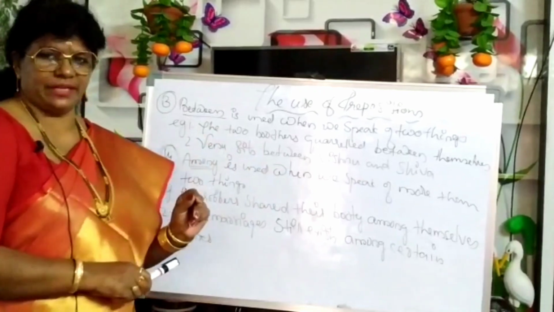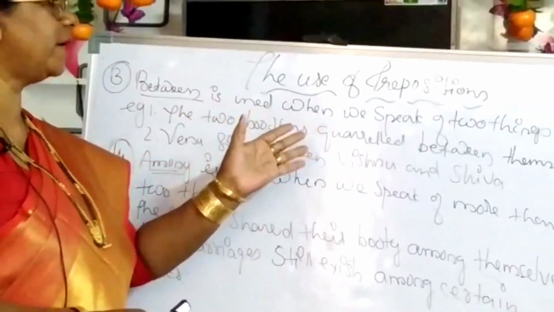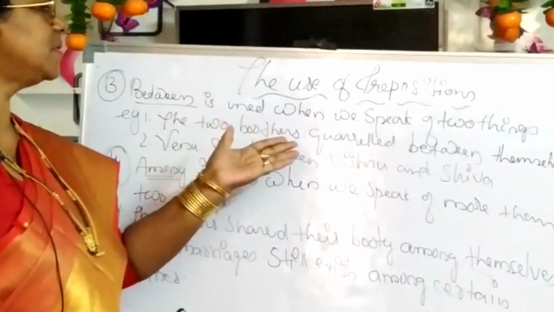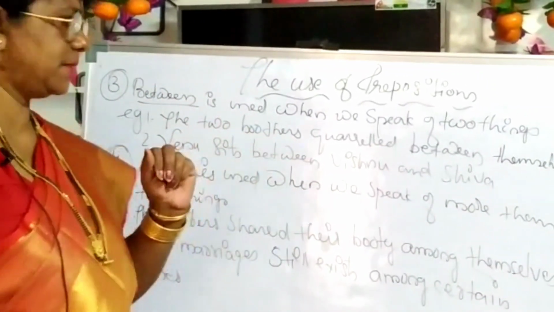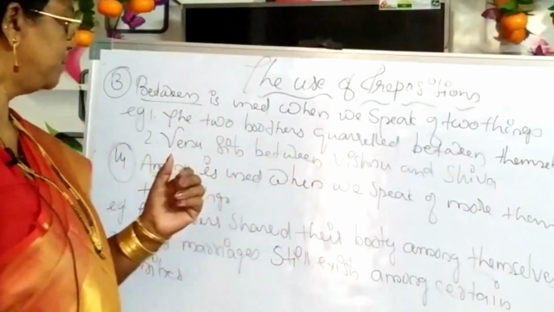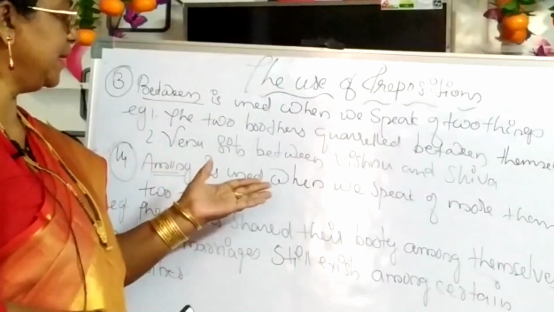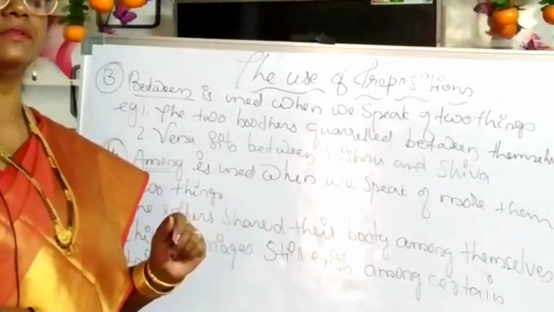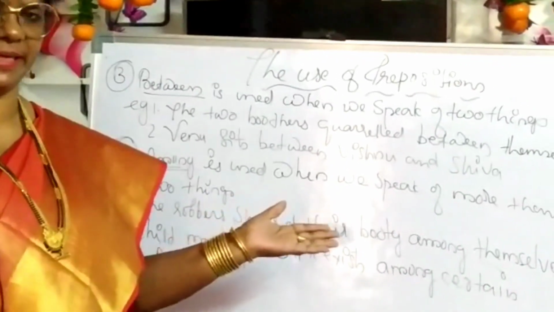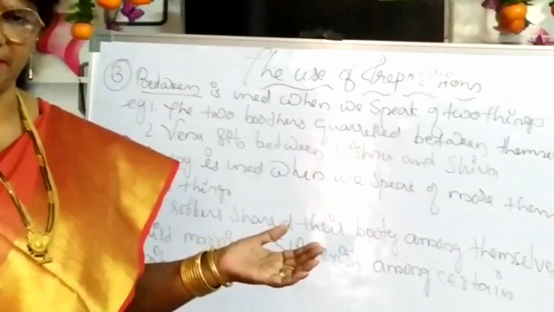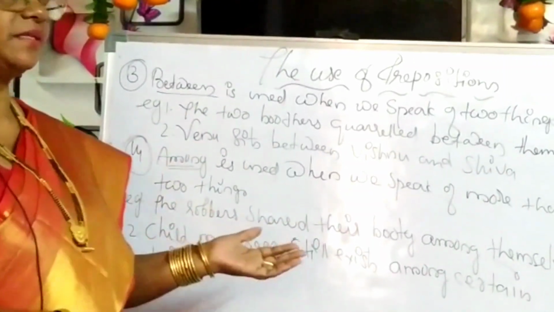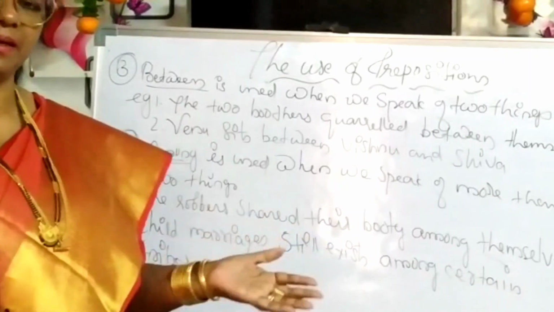Next one, between. Between is used when we speak of two things that everyone knows. Example, the two brothers quarrel between themselves. Venu sits in between Vishnu and Shiva. Among. Among is used when we speak of more than two things. Example, the robbers shared their booty among themselves. Okay? Then, the child marriages still exist among certain tribes.